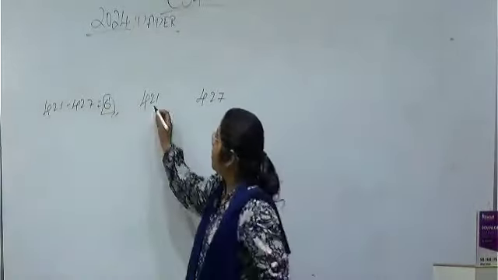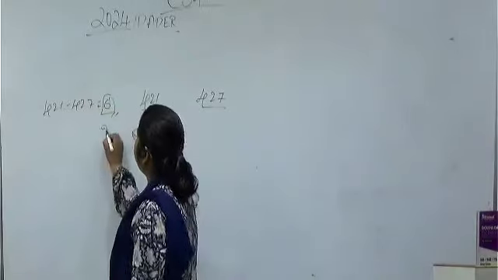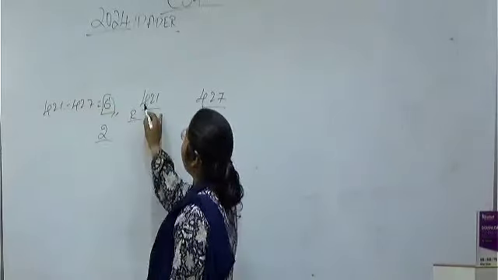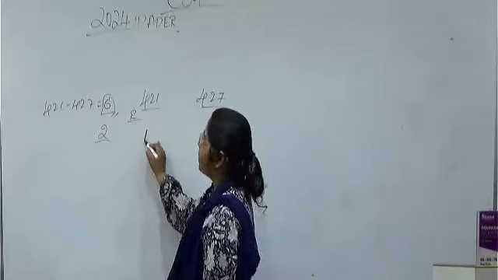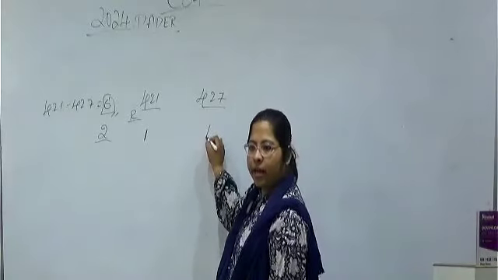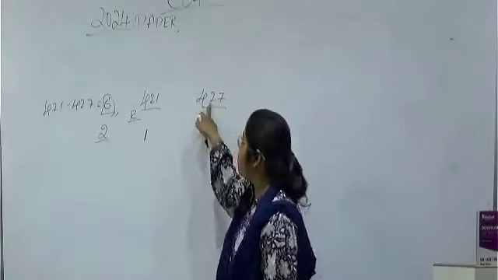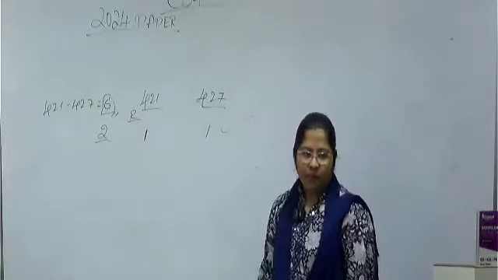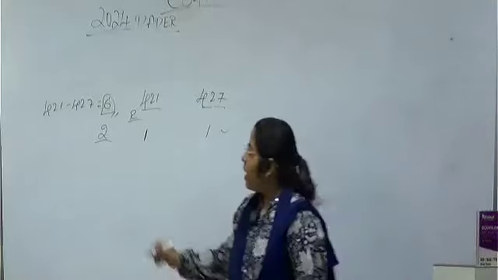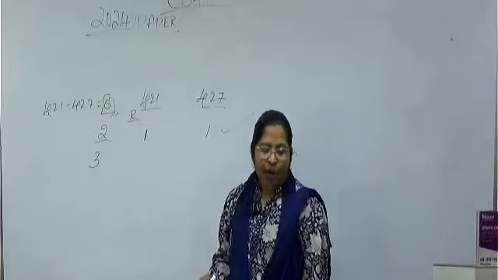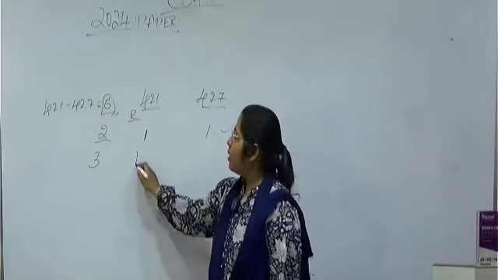You divide 421 and 427 by 2. What is the remainder you will get? If you divide this by 2, 1 will be the remainder. And if you divide this by 2, again 1 will be the remainder. So when you divide both by 2, you are getting remainder 1. So 1 possibility. Yes or no? Now divide by 3. When you divide this by 3, what remainder do you get? 1 again.